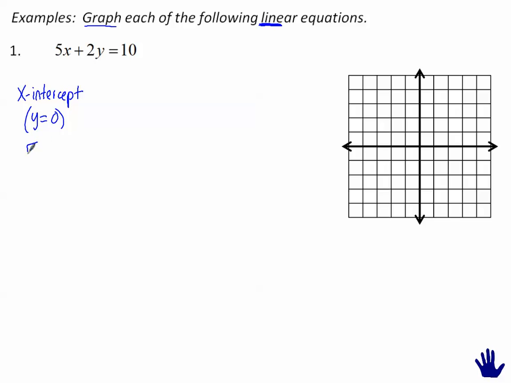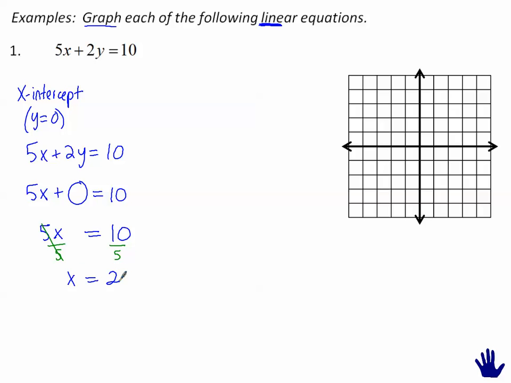So if we take our equation, 5x plus 2y equals 10, and we make the y 0, well, 2 times 0 is 0. So we have 5x plus 0 equals 10, because the y is 0. And then we have the rest of the equation. 5x plus 0 makes 5x equals 10, and we solve this equation. How do we solve? 5 times x, we divide both sides by 5, and we're left with x equals 2. So the x-intercept is where the x is 2 and the y is 0. It would be the point (2, 0).